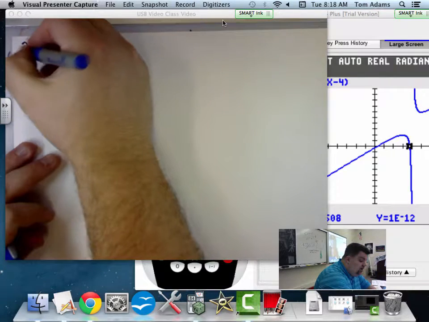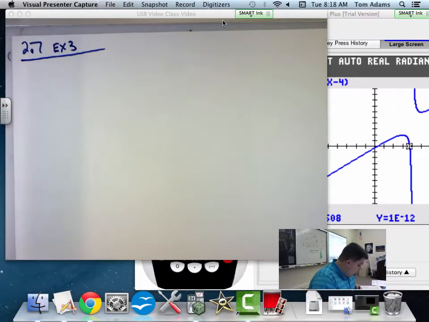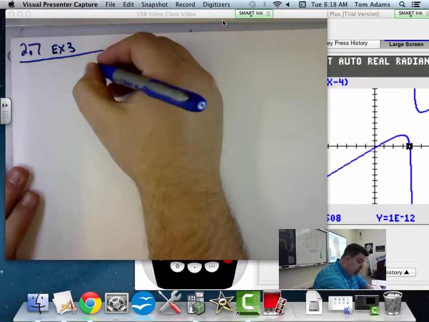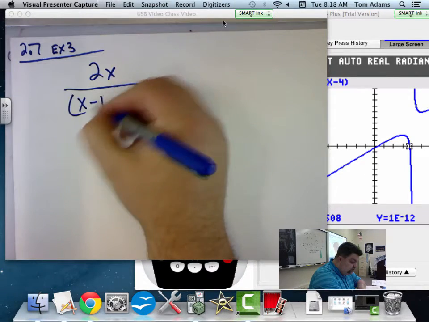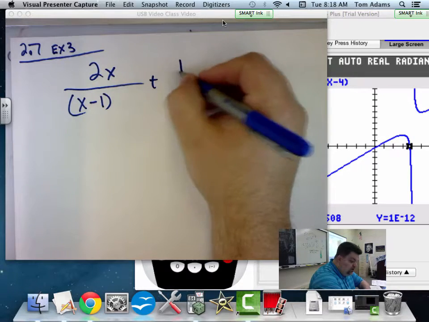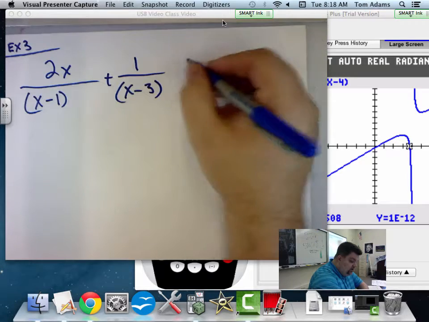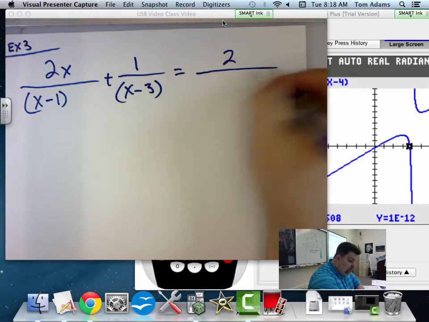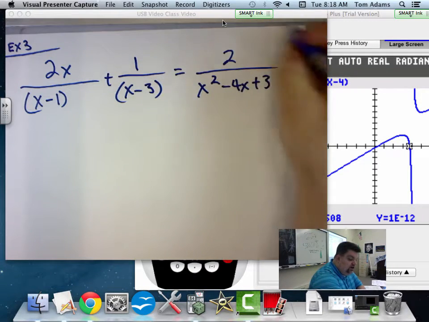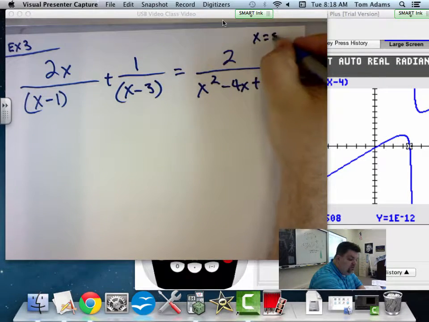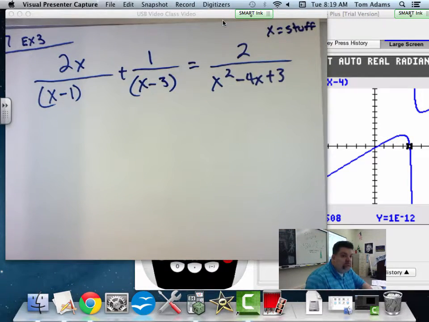Okay, so for example number 3, this is where it gets a little more complicated. I've got 2x over x minus 1 plus 1 over x minus 3 is equal to 2 over x squared minus 4x plus 3. And we're asked to solve for x equals some stuff. Just go ahead and find what x is.